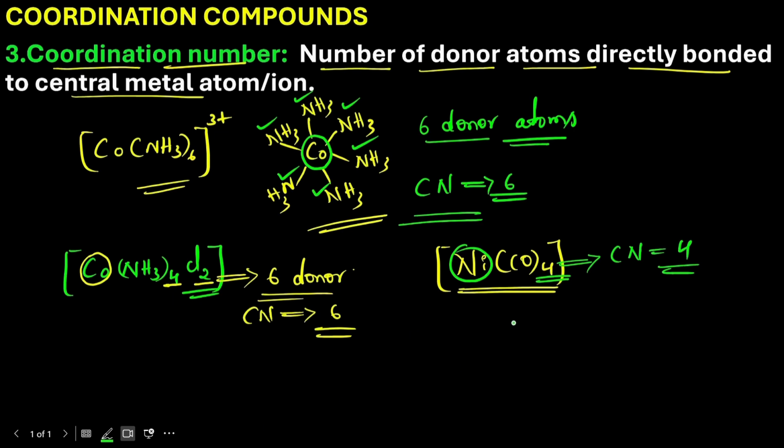Okay, this is how you have to identify the coordination number. Again, coordination number means the number of donor atoms which are directly bonded to the central metal atom or ion. Okay, that is nothing but the coordination number.